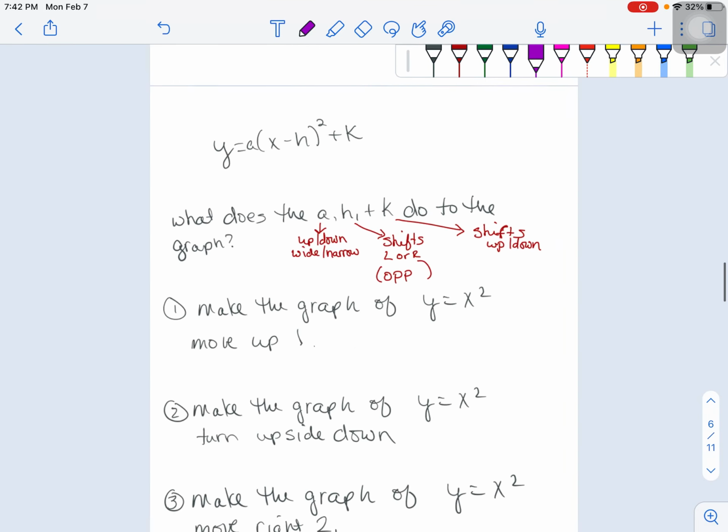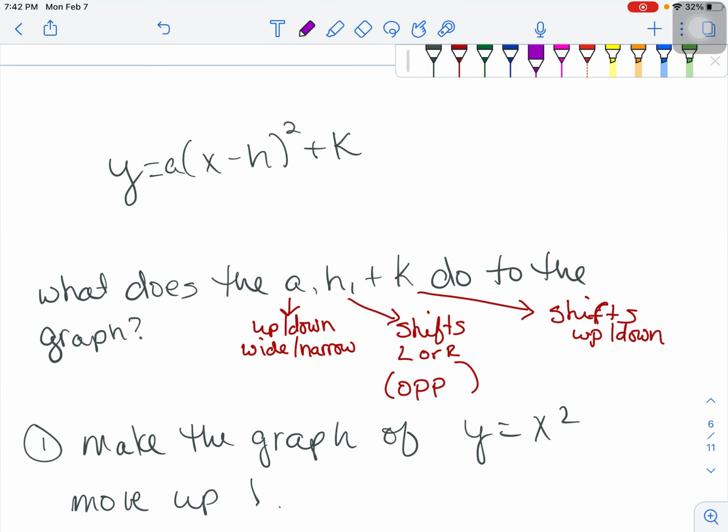We're looking at the general equation of a parabola, and I want to know what each variable does, the a, the h, and the k. And if you remember, the a will make the parabola go upward or upside down, right? It'll also make it wider or narrower.